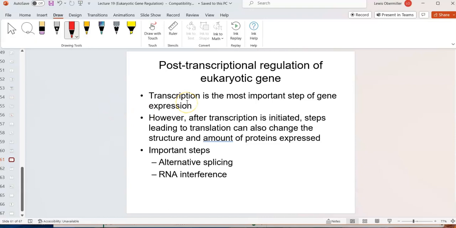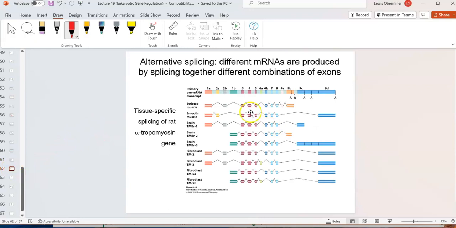Okay, so we have post-transcriptional regulation of eukaryotic genes. That means we've made the transcript. We've already taken the DNA and turned it into RNA. So this is after it's been transcribed, and we can do alternative splicing, which we already talked about, and we can do RNA interference, which we've already talked about.